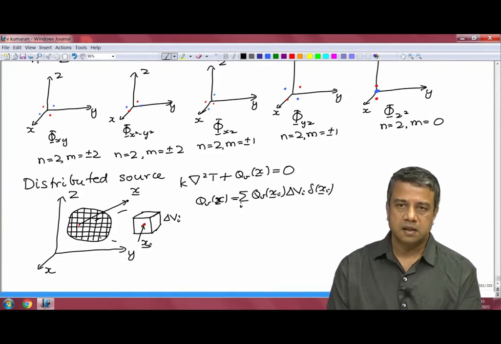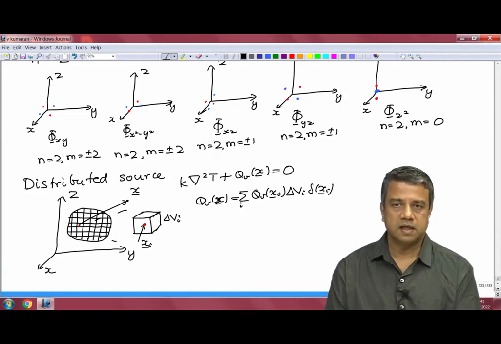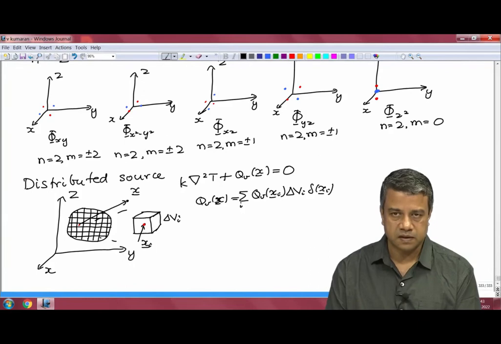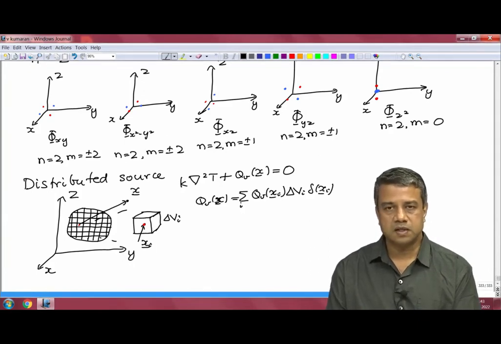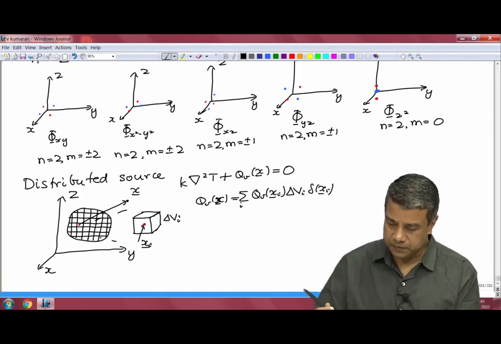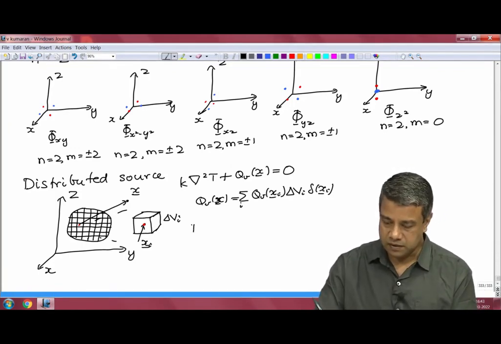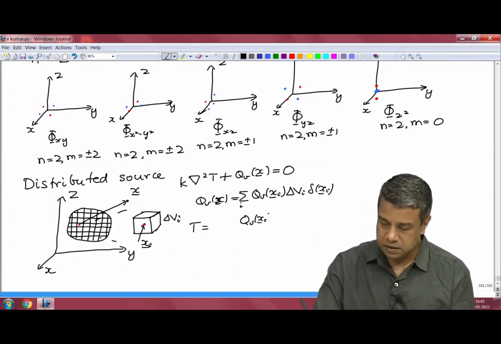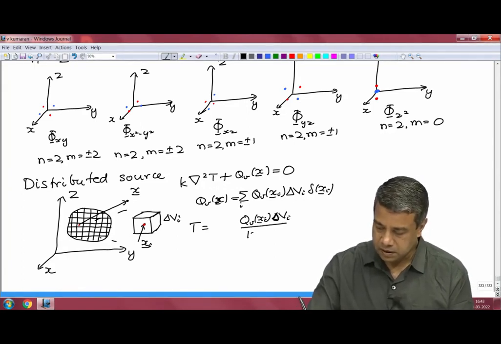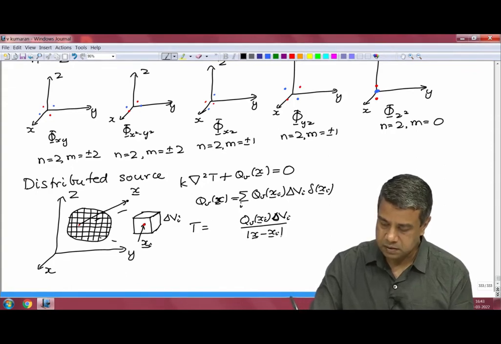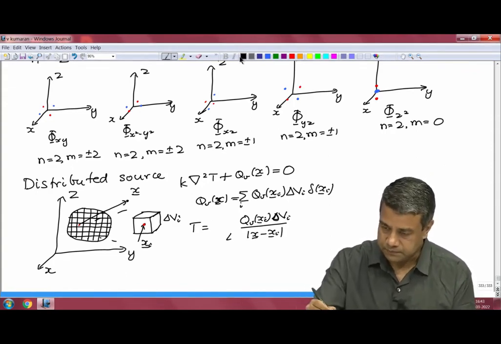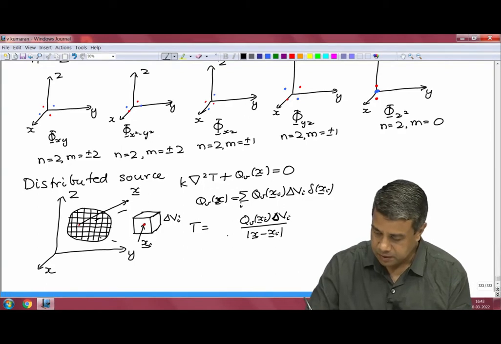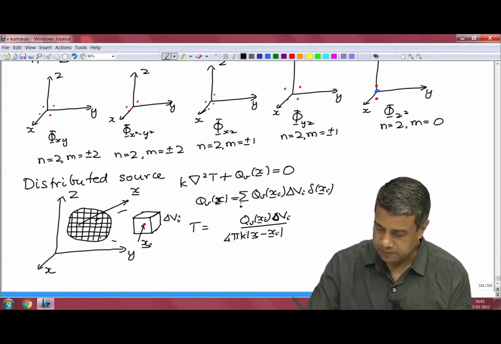And so, this distributed volumetric source I have written as a sum of a large number of delta functions, and I know what the solution is for each delta function. The solution, if you recall, for each delta function is equal to QV of xi into delta Vi, divided by x minus xi, for pi k. Let me write it again.